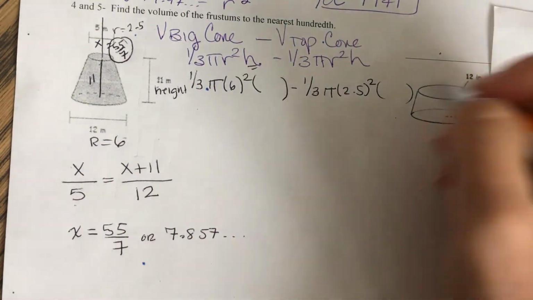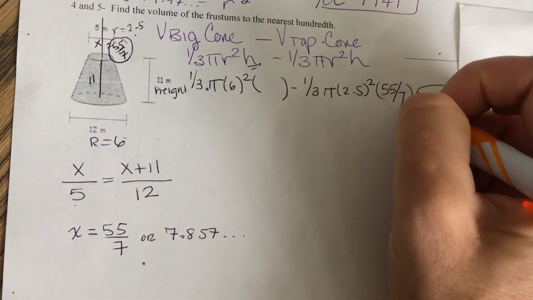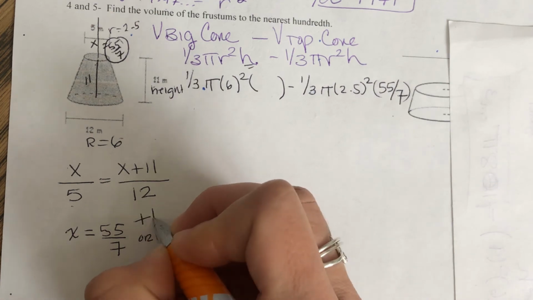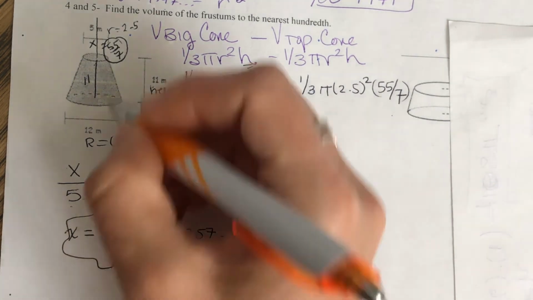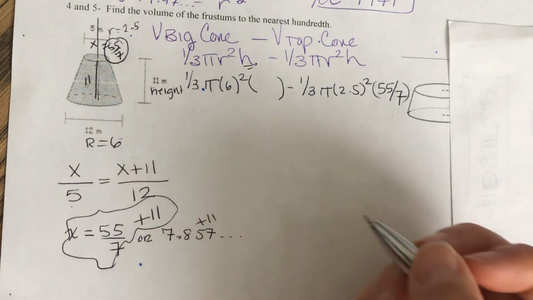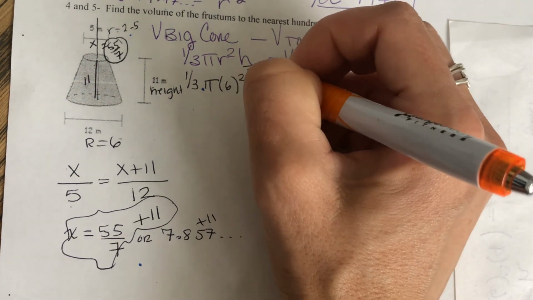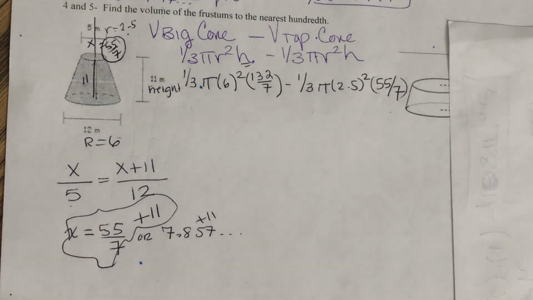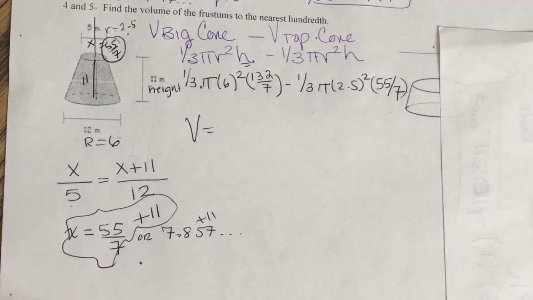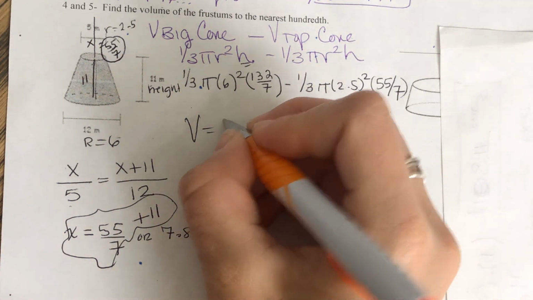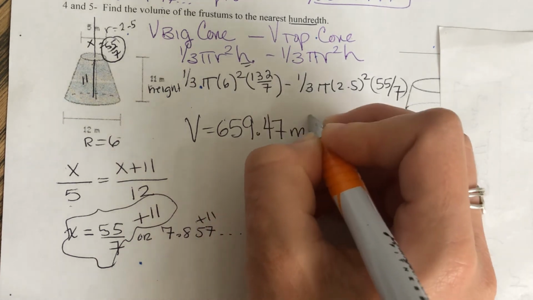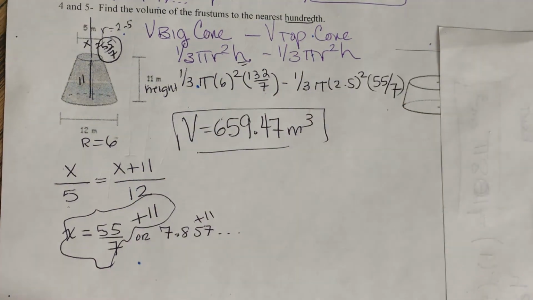So we have our top number. Let's put it in our top spot. Okay, and then for me to find that, I'm just going to take this and we're going to add 11 to it because you want the whole thing, and 11 is here. If you add 11 again, or you can add 11 to this, it doesn't matter to me, but I'm just going to keep it because it's easier as my fraction. Put it all in the calculator, and you should get, we're going to round to the nearest hundredth, 659.47 meters cubed. Done.